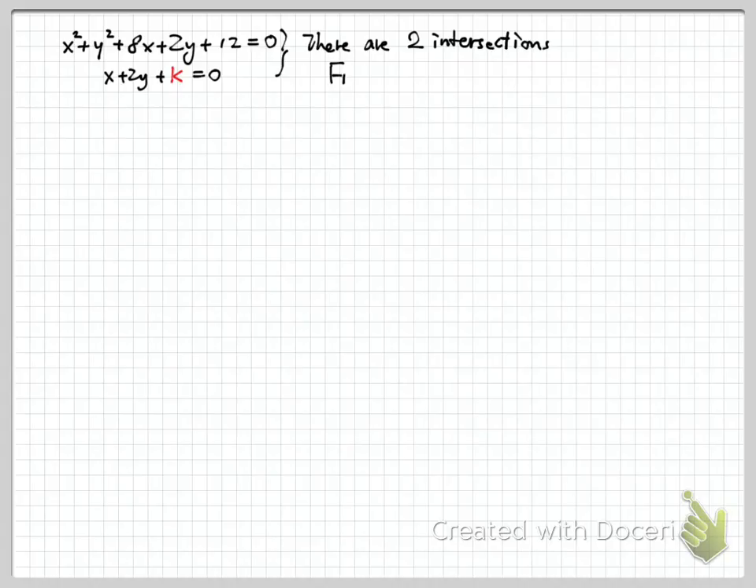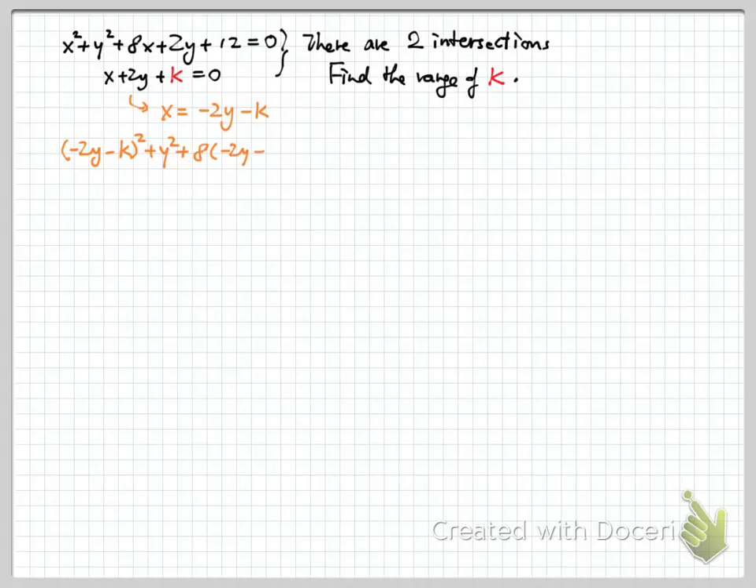The question is, find the range of values of k. What are the possible values of k so that there are two intersection points between the straight line and the circle? We just do a similar thing. We substitute the x or the y. In this case, I will put x is minus 2y minus k. We have (minus 2y minus k) squared plus y squared, plus 8 times (minus 2y minus k), plus 2y plus 12 equals 0. You just substitute the orange equation into the x.